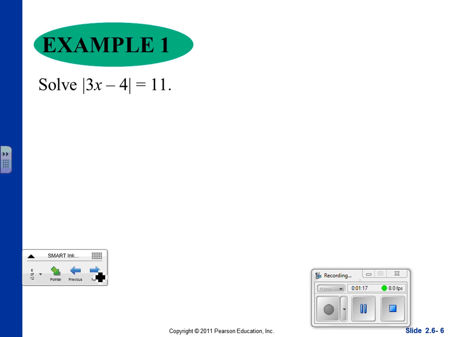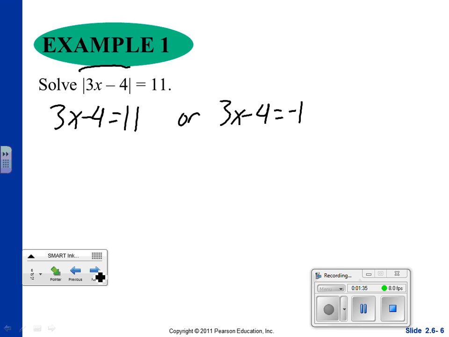So for example, if you have absolute value of 3x minus 4 equals 11, this expression is 11 units from 0. So that either has to come out to be positive 11, or it needs to come out to be negative 11. And then you would just solve both equations. Add 4 to both sides. Divide by 3, and x is 5.